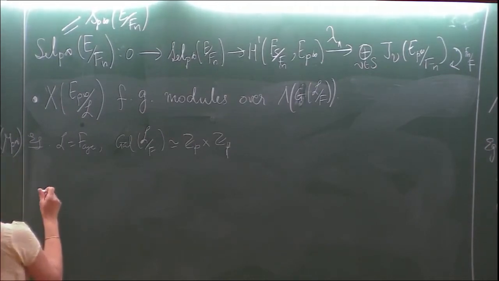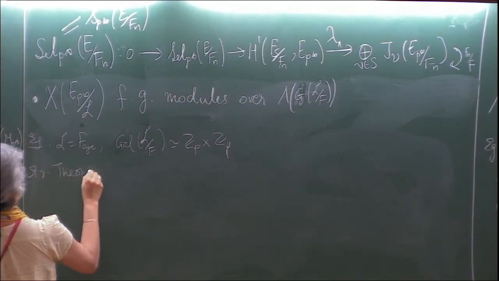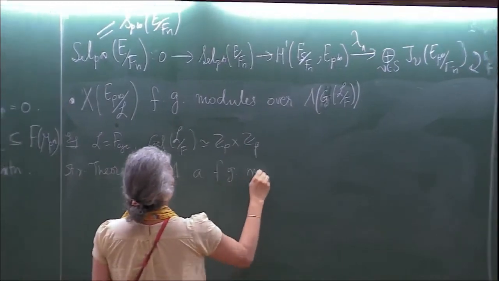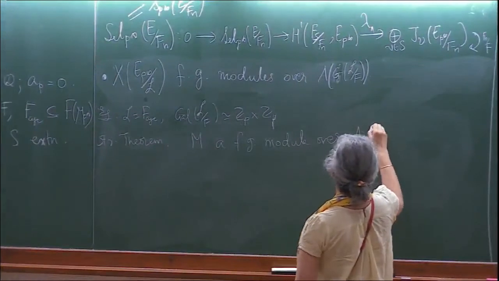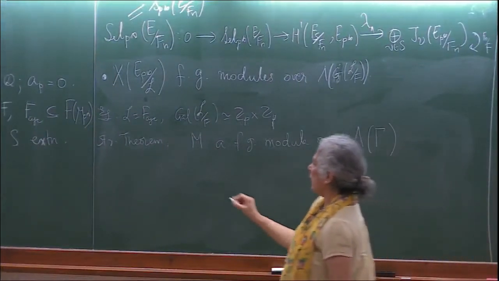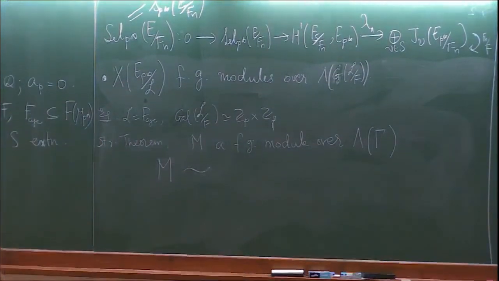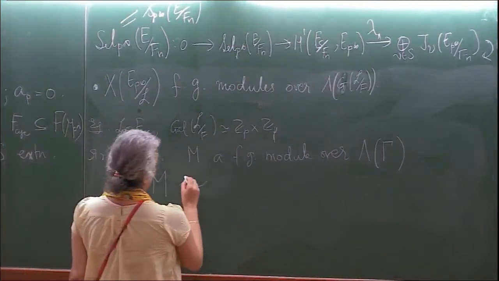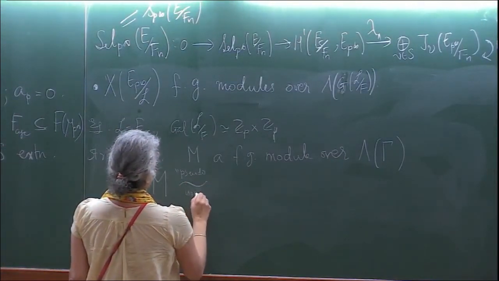This was due to Serre and Iwasawa. So they said the structure theorem is as follows. So let M be a finitely generated module over Lambda of Gamma, let's say. Typically, I'll just be dealing with Lambda of Gamma, so this is Z_p double brackets T. Then M is pseudo-isomorphic. I'll come to this pseudo-isomorphic because we'll have to use this notion even in the non-commutative setting. I'll explain what this is.